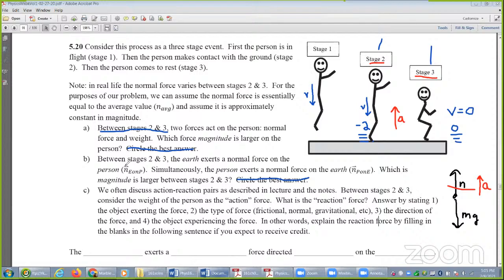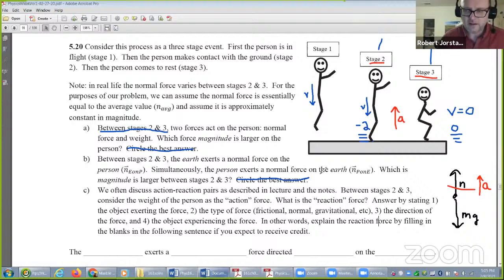Now, which force is larger on the person? The person exerts a normal force on the earth, whereas the earth is exerting a normal force on the person. Which one of those is larger? So think about part B now. As you're landing, the earth is exerting that normal force upwards on the person, whereas the person is pushing down on the earth. Which one of those forces is larger?